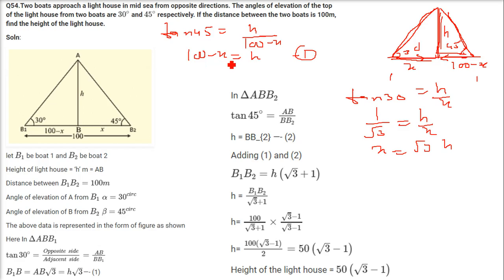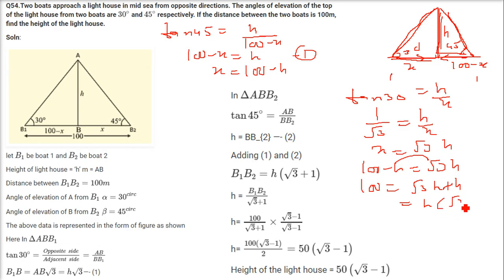Or you can do one more thing. Because the height has to be found out, let us eliminate x. This x will be equal to 100 minus h. Right? So put x as 100 minus h. 100 minus h equal to root 3 h. Now bring it here. 100 will be equal to root 3 h plus h.